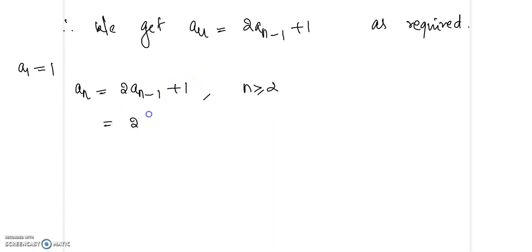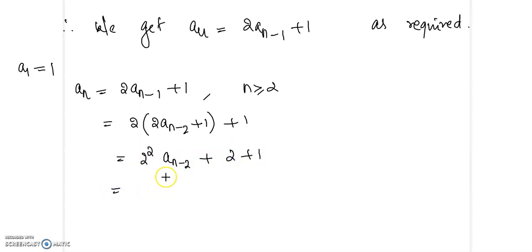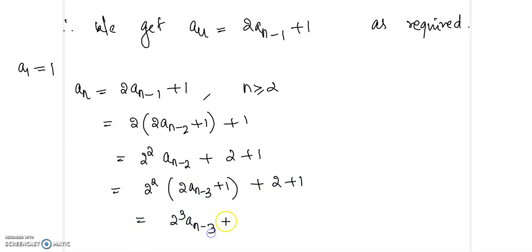So a_{n-1} I can write as 2a_{n-2} plus 1, plus 1. So that will be 2 squared a_{n-2} plus 2 plus 1. Again substitute for a_{n-2}, so that is 2a_{n-3} plus 1, plus 2 plus 1. Then we get 2 cubed a_{n-3} plus 2 squared plus 2 plus 1.